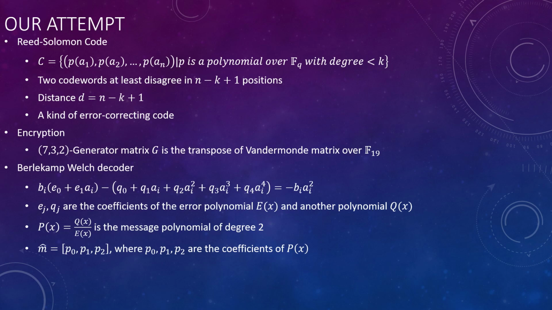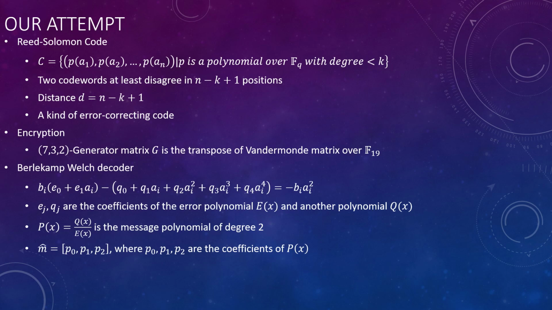On the left of the equation, b_i is each element in our received codeword, which is c hat in our case, and a_i is, like I said before, each element in the second row of our generator matrix, which is from 0 to n minus 1. And what are E_0, E_i and Q_i? E_i and Q_i are the coefficients of the error polynomial E(x) and another polynomial Q(x).